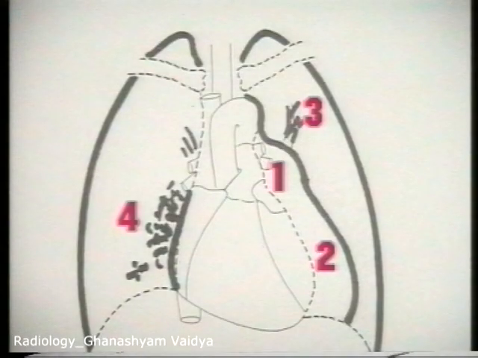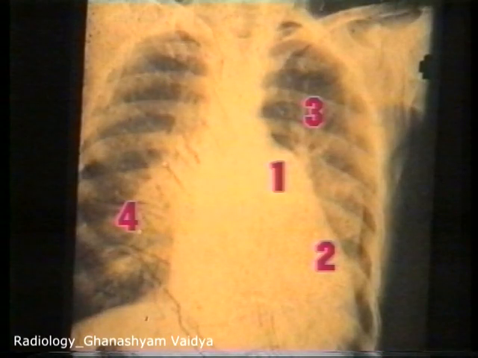Now this is a diagrammatic representation of the same X-ray. Left atrial dilatation, left ventricular hypertrophy, prominent upper zone vessels and pulmonary edema. See the X-ray again.